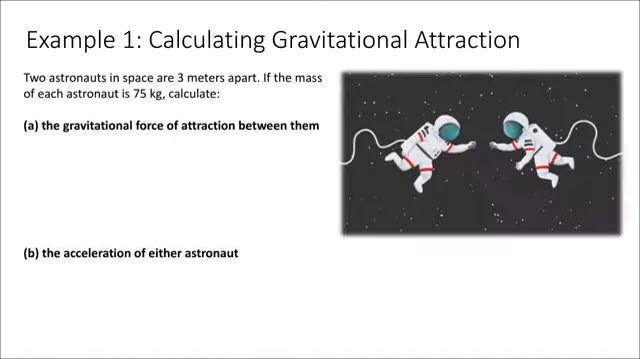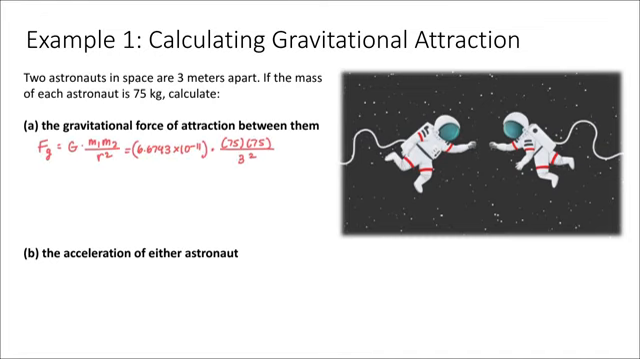Let's do a quick example problem involving calculating the force of gravity between two astronauts in space that are 3 meters apart. If each astronaut has a mass of 75 kilograms, let's calculate the gravitational force of attraction between them. In other words, the gravitational force that one astronaut exerts on the other, and therefore the same force that the other astronaut exerts back on that first astronaut. So to solve this, we'll use our formula, plugging in the values for the masses of the astronauts and the distance between their centers. In this case, we're assuming that this is the center-to-center distance.